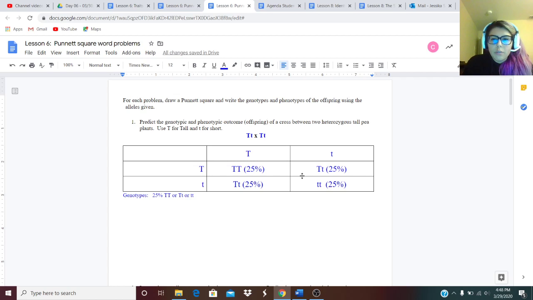For this option, where we have heterozygous dominant, or capital T, little t, I have 2 boxes, this box and this box. And remember, if it's the same, we're going to add those percentages together. So 25% and 25% gives me 50%. And then lastly, we have the final box for homozygous recessive, and it's the only one of its kind, so 25%.